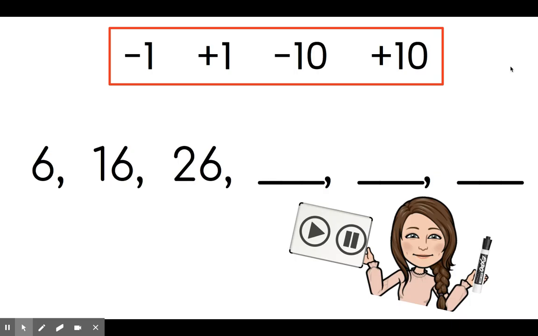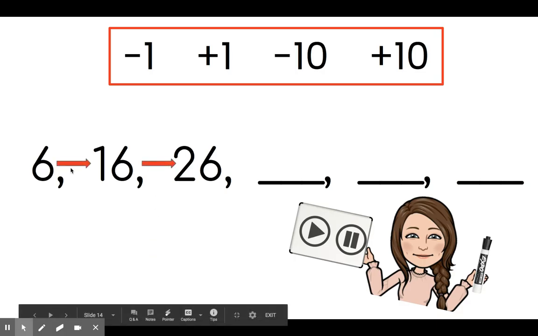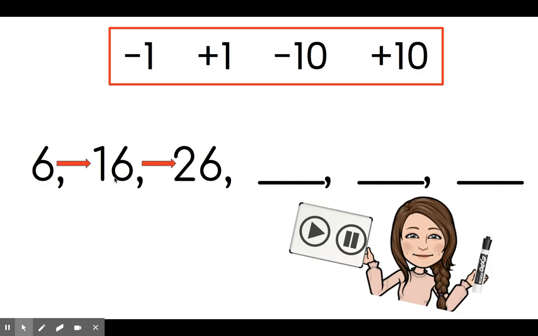Let's see how you did. First, let's take a look at our pattern. We start at 6 and go to 16, from 16 to 26. The digit in the 1's place value spot remains the same, 6 ones. However, we're adding 10 each time. Another group of 10 here, and we add another group of 10 to get 26.